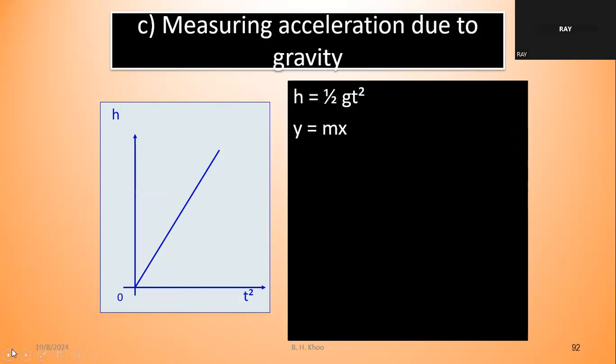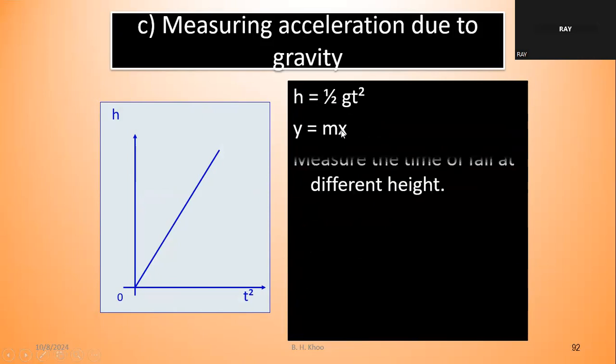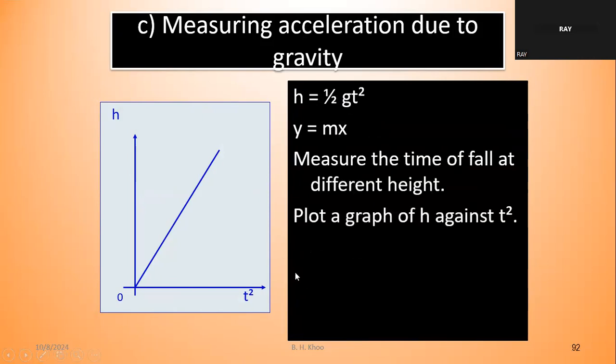Right, we just plot a graph of H against T squared. So M is just half G. Measuring the time of fall at different heights, plot a graph of H against T squared. Gradient is half G, so G equals 2M. So all we need to do is find the gradient from the graph that we get from the experiment, and then from there we can calculate our G.